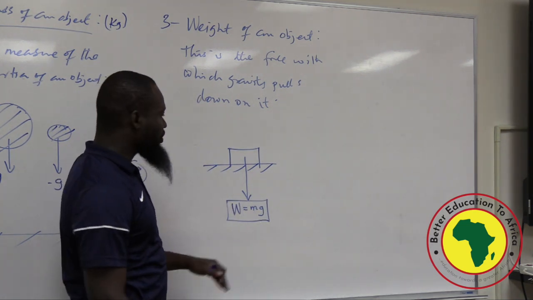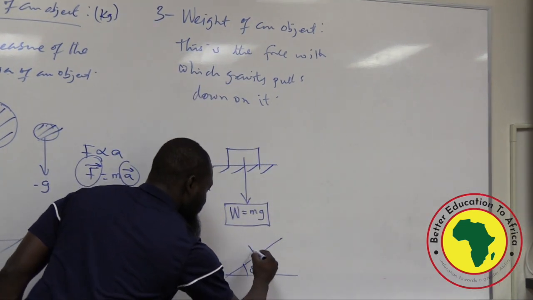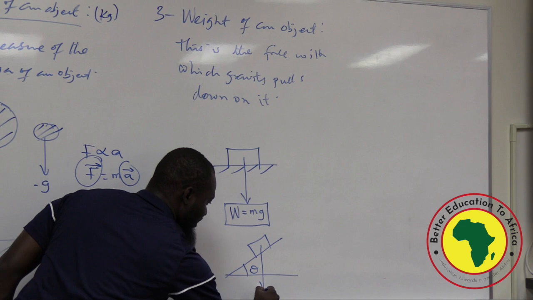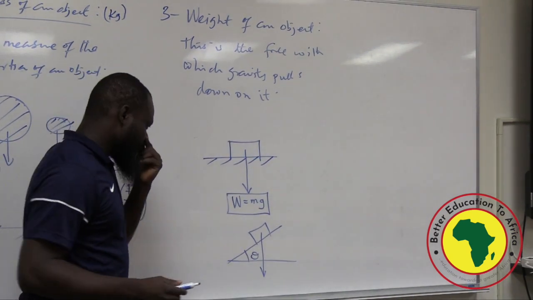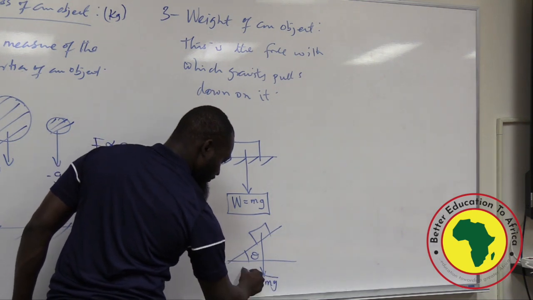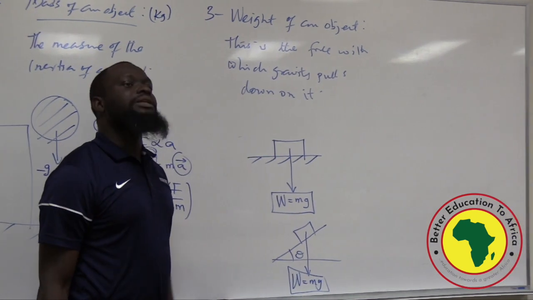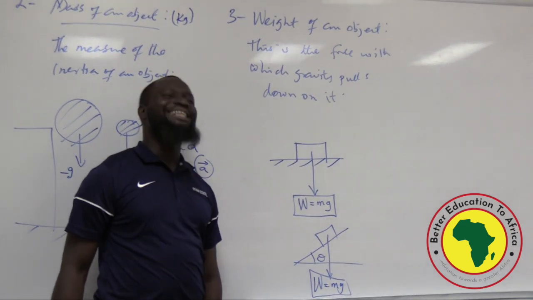Weight is always the weight of an object. So even if you're on an inclined plane at angle theta, your weight always goes down, irrespective of how you're oriented. It's essentially the same equation as force equals mass times acceleration, except the acceleration is a constant, and we use a different term.